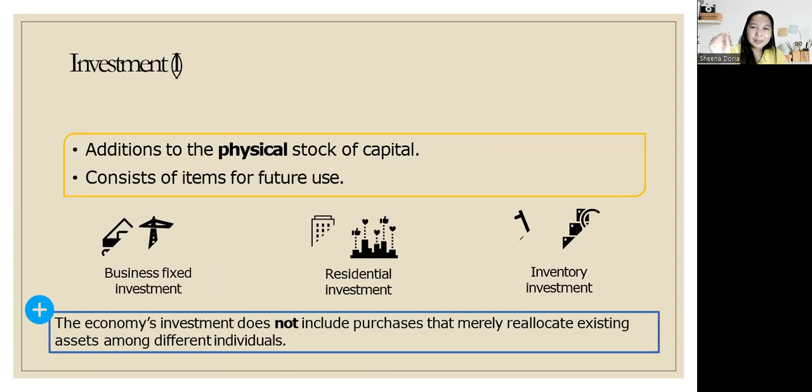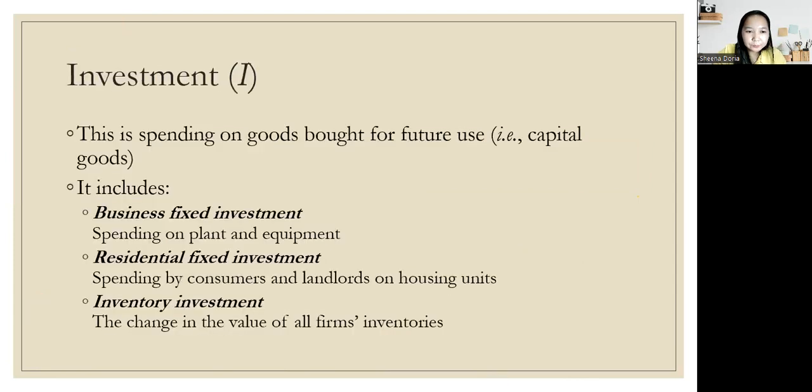Okay, second, para mapataas yung GDP, kailangan may mag-invest sa atin. Okay, mag-invest yung mga local investors or even foreign investors. Kaya nga, ang goal natin lagi is attract yung mga investors sa Philippines. Ayun. So, alam niyo na, kung mababa yung mga investment natin, ganyan, mababa rin yung GDP. So, ang example natin is business fixed investment spending on plant and equipment, residential fixed investment, spending by consumers and landlords on housing units, kasama rin yan. Inventory investment is changing the value of all firms' inventories.